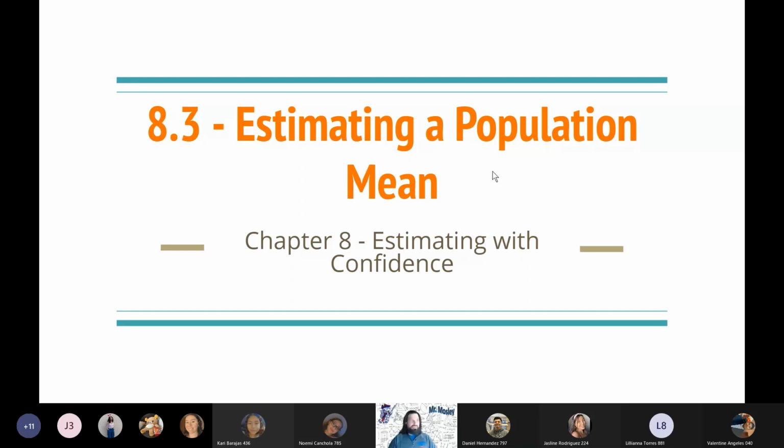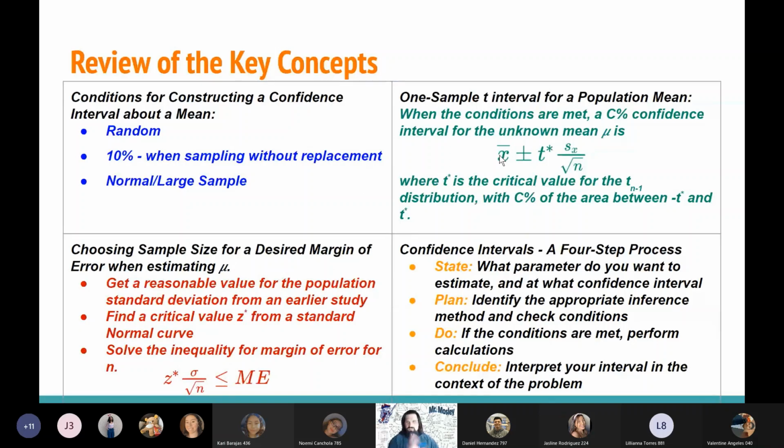8.3. Second part of the lesson for 8.3, estimating population mean. This is the last section in chapter 8 about estimating with confidence. This is a synopsis of what you need from section 8.3. This is kind of how it's all connected. All right. So these are our key concepts.